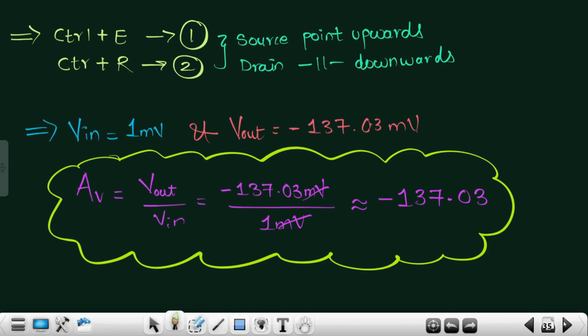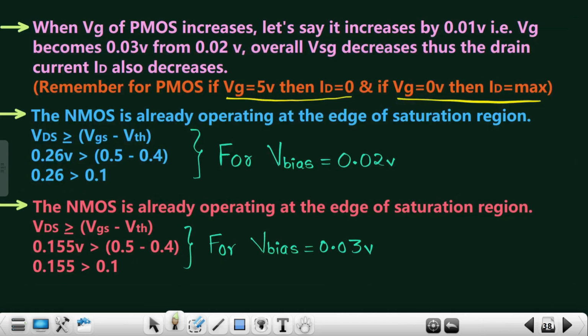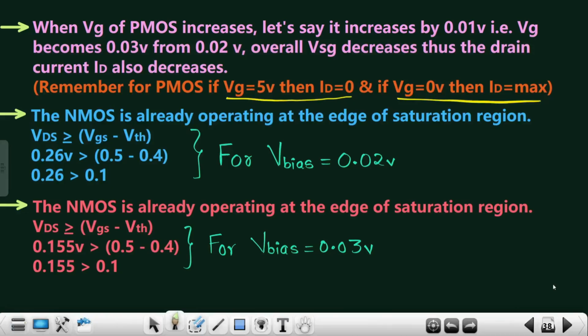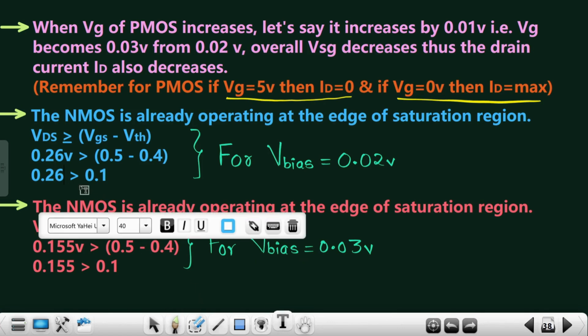Now again we'll come to this particular part, how exactly we got the value for VDS. So you see VDS is 0.26 volts. Just have a look over here. The VDS, how much is it? One sec, it is 0.26, right? You can consider this as 0.26 volts. So VDS is 0.26 volts, and that's what I have mentioned over here.